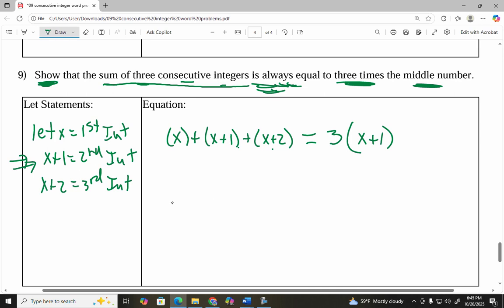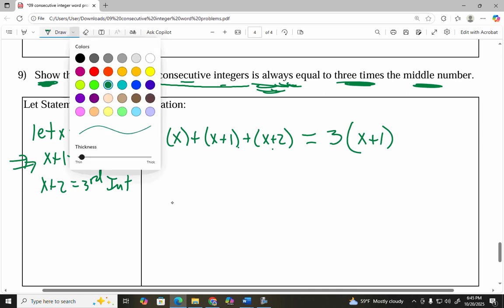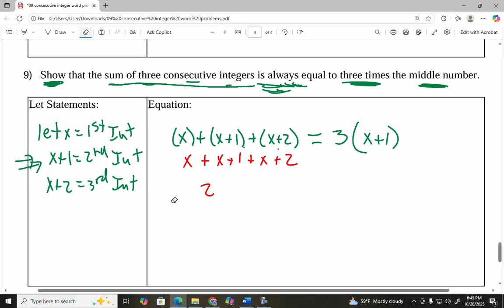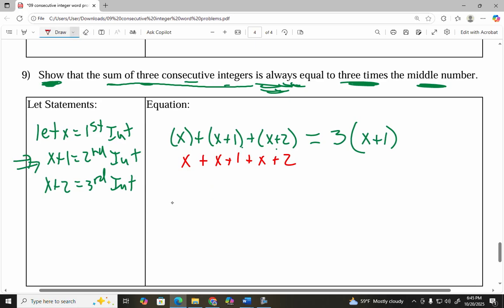So how am I showing this? Well, I'm just going to simplify each side. So I'm just going to get rid of these parentheses and then combine like terms. Notice how I always simplify by getting rid of my parentheses before I combine like terms. So the left side turns out to be 3x plus 3. On the right side, I have to distribute, and I get 3x plus 3.